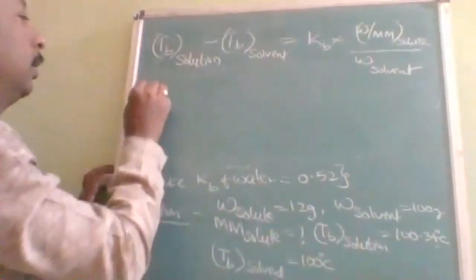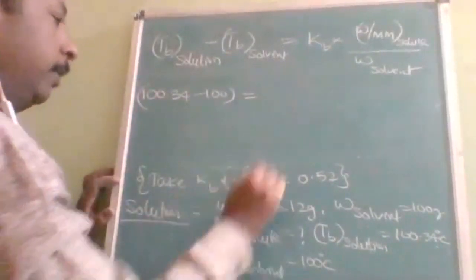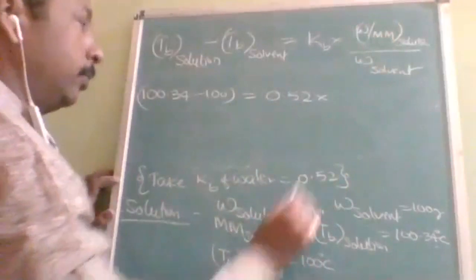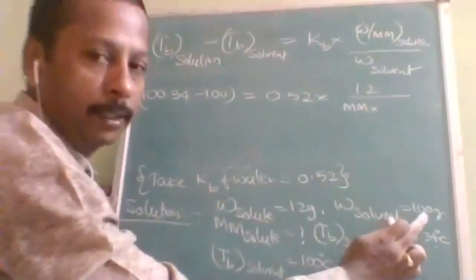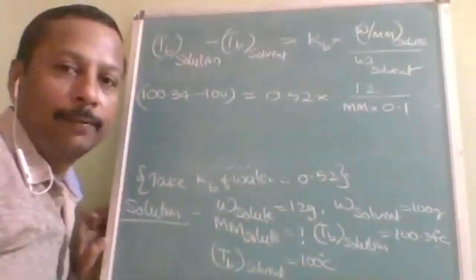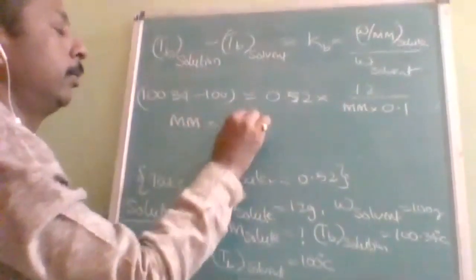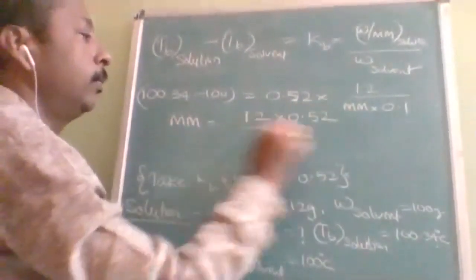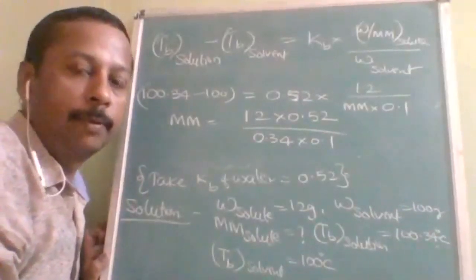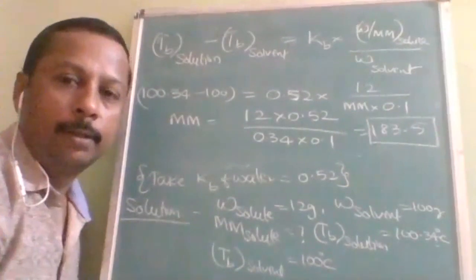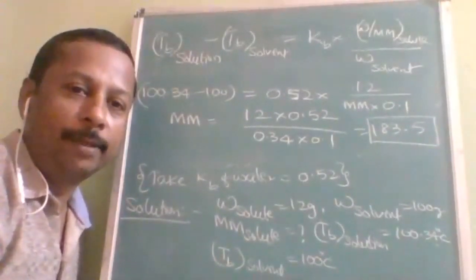Tb of solution is 100.34 minus 100 is equal to Kb, already given as 0.52, into mass of solute 12 divided by molecular mass, which I don't know. The mass of solvent, 100 grams, is given, but I will write it as 0.1 because it is in grams and must be in kilograms. From this we can say molecular mass is equal to 12 into 0.52 divided by 0.34 into 0.1. On simplifying, I am getting 183.5. The unknown solute molecular mass is 183.5.